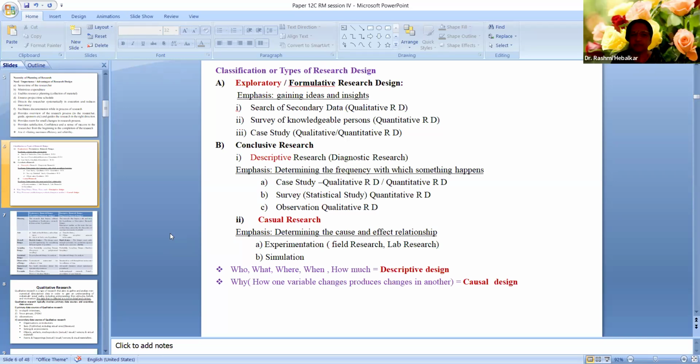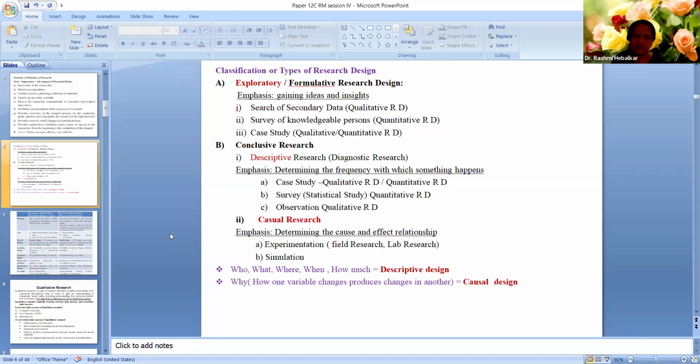Now, we are at B1. Emphasis: determine the frequency with which something happens. How many times? Generally, the question how many times is answered by descriptive research. How many times are trainings given? How many times is this in-house training? How many times is it like that? But how? That is answered by exploratory.